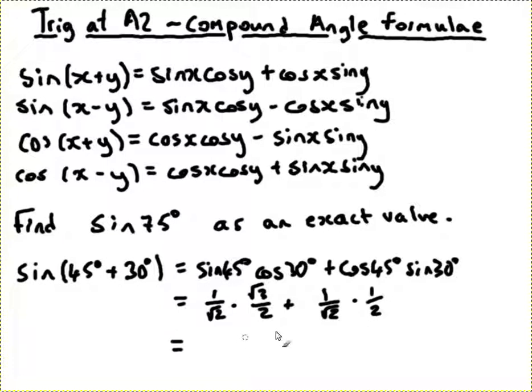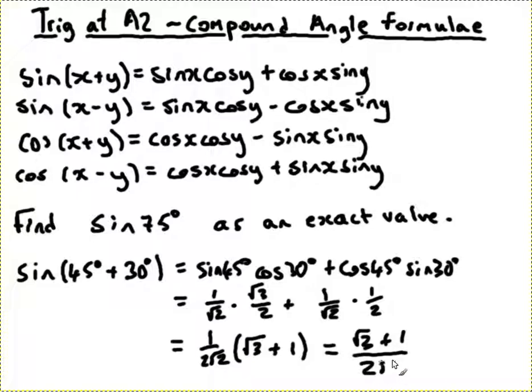which, if we factorise out the 1 over 2 root 2, we'll be left with root 3 plus 1. And so we could in fact write that as root 3 plus 1 over 2 root 2. So that's the first reason why you might need to use compound angle formulae. It's quite helpful for expressing angles in their exact form.